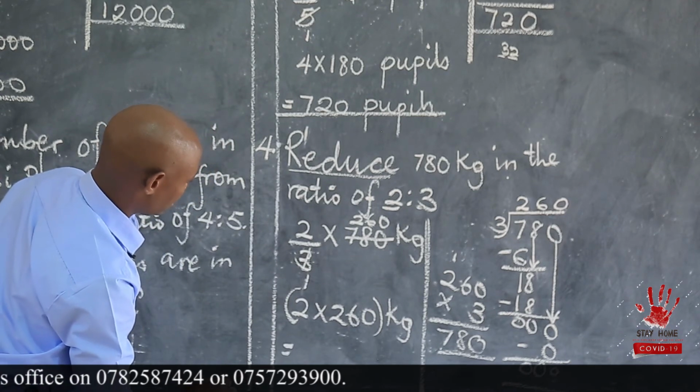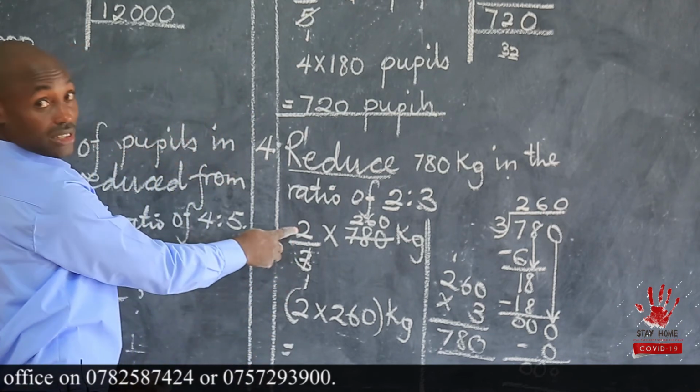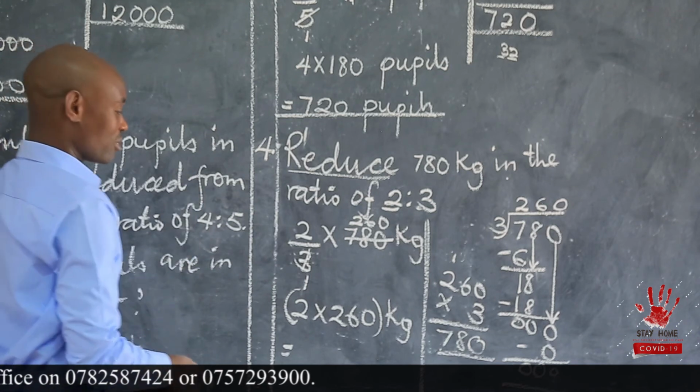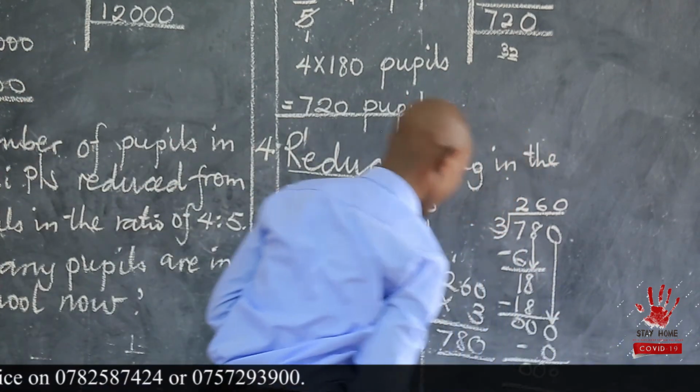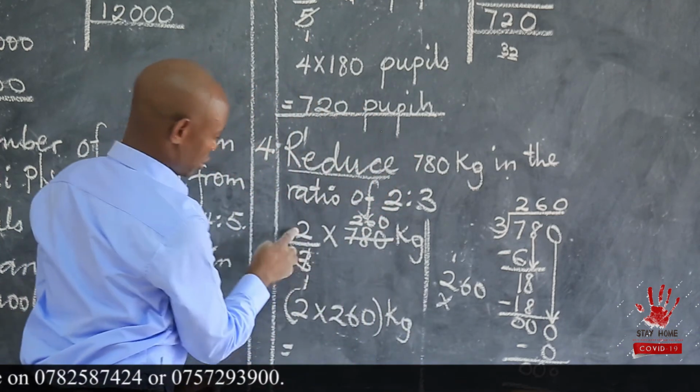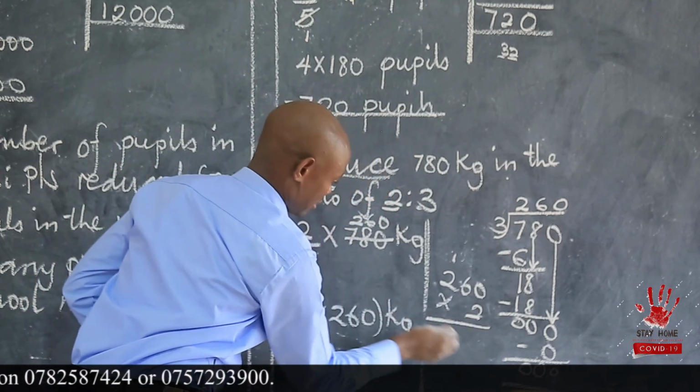wait a minute. This time is 2. That boy doesn't want to remind me. We should always be keen, so that we don't make mistakes. We are multiplying by 2, not by 3.